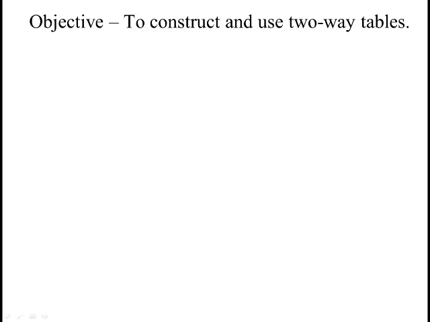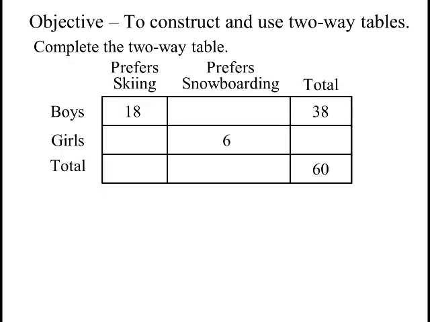Our last lesson of the year: to construct and use two-way tables. So here we have a two-way table, two ways because the rows add up to a total and then the columns add up to a total. And some of the blanks here, they're unknown. We need to figure them out.